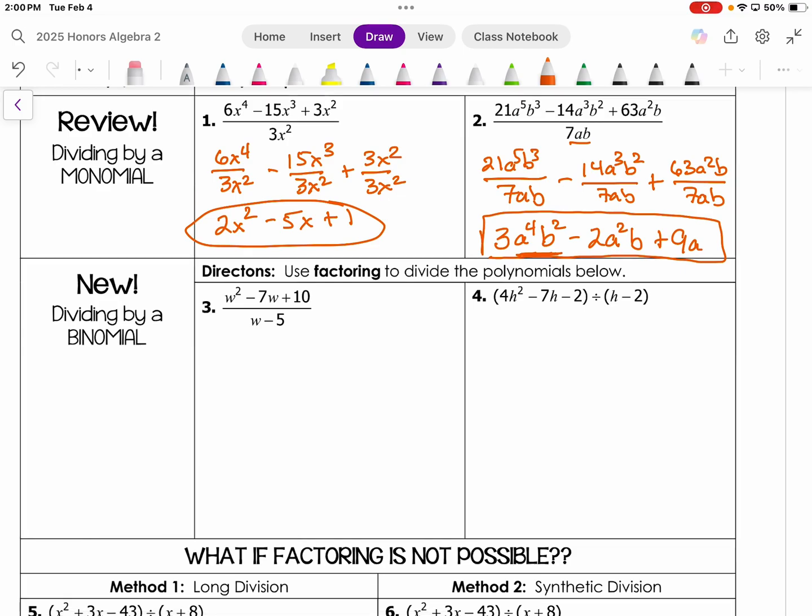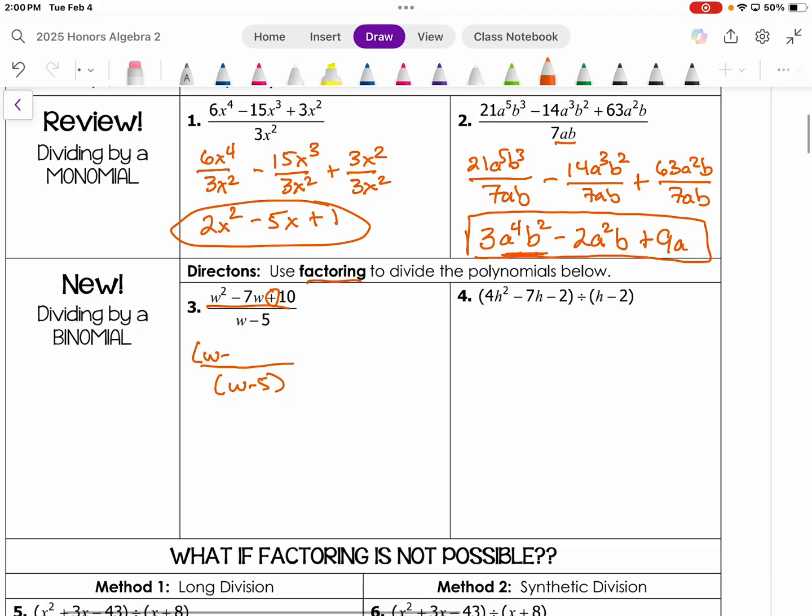This one here now, we can actually do this one, they say, using factoring. So going back to what we did in quadratics, factoring the top. With that in mind, they give me an idea that the bottom is w minus 5. And I say, okay, can I factor the numerator? Well, I see it ends in a plus sign.